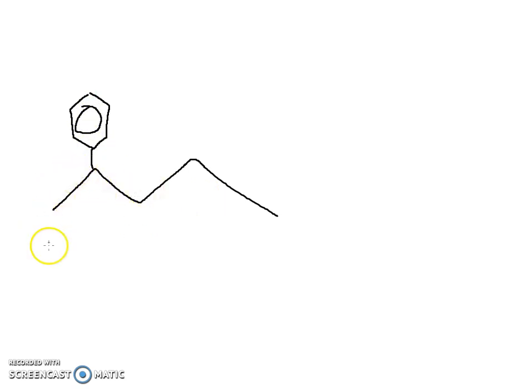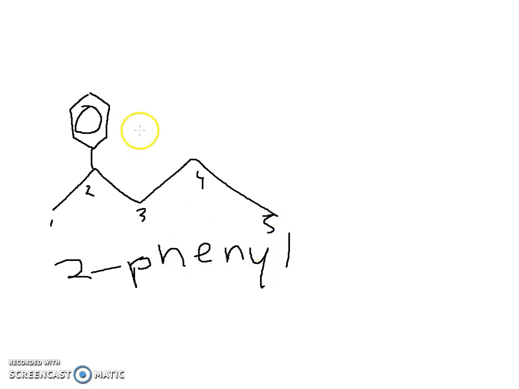So let's say we had something like this. So we have 1, 2, 3, 4, 5. So this would be a 2. So 2-phenyl. Phenyl, P-H-E-N-Y-L, automatically means benzene as a branch. And of course, this would be pentane because it's 5 carbons, all single bonds.